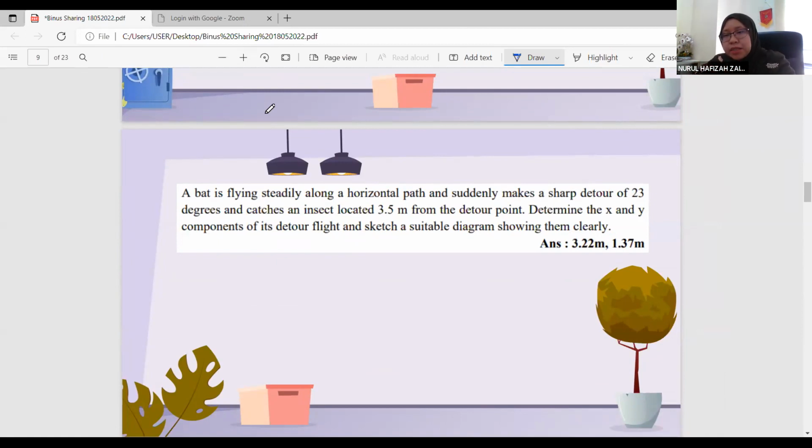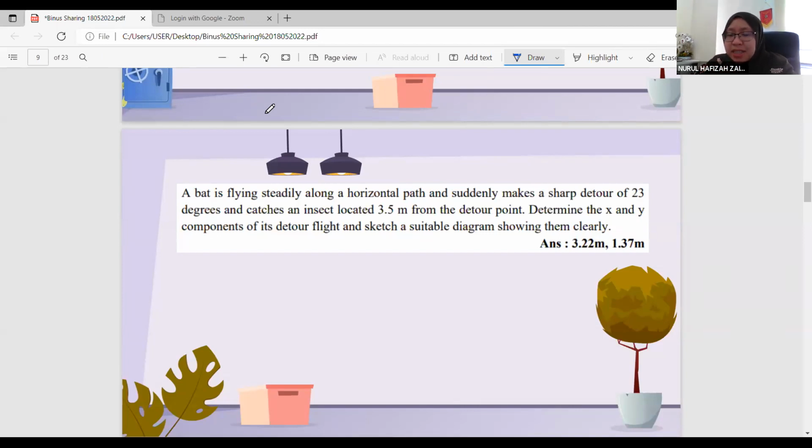As a normal person, a normal human being reading this, or maybe our friends reading this. Okay, just read. It's a normal situation. There is a bat and it is flying. But as a mathematician, you see that 23 degrees is actually the direction. Catch an insect located 3.5 meter from the detour point. 3.5 meter is the magnitude.